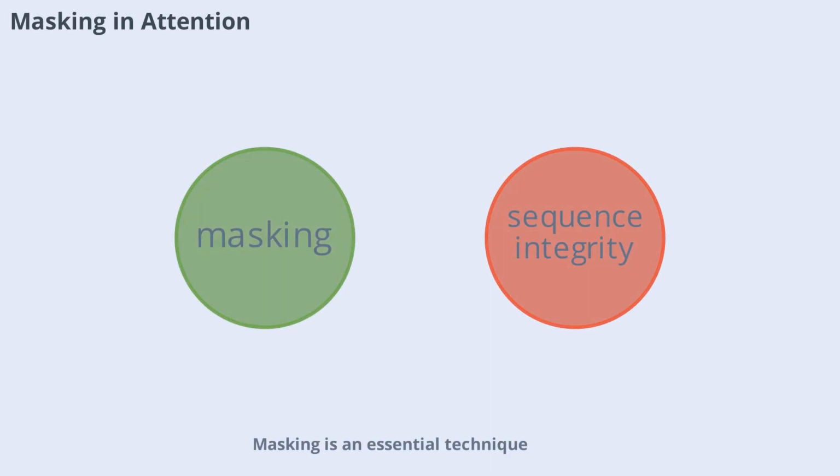Masking is an essential technique used in the decoder's self-attention mechanism. By masking future positions, the model prevents itself from peeking ahead when generating outputs. This ensures that each prediction is based only on known information, maintaining the integrity of the sequence generation process.